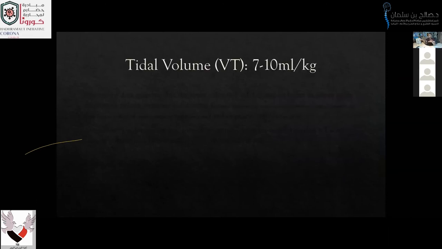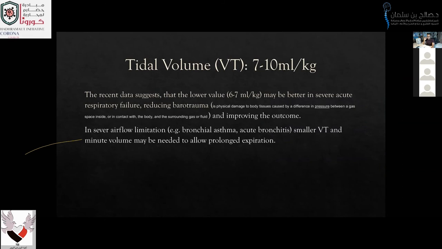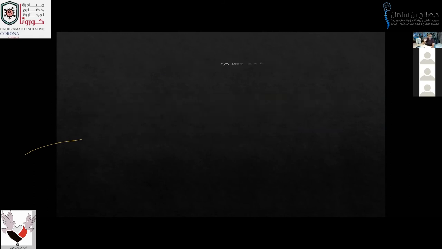Tidal volume. Tidal volume should be between 7 to 10 milliliter per kilogram. Recent data suggests that a lower value of 6 to 7 milliliter per kilogram may be better in severe acute respiratory failure, reducing barotrauma and improving the outcome. In severe airflow limitation, bronchial asthma, acute bronchitis, smaller tidal volume and minute volume may be needed to allow prolonged expiration.